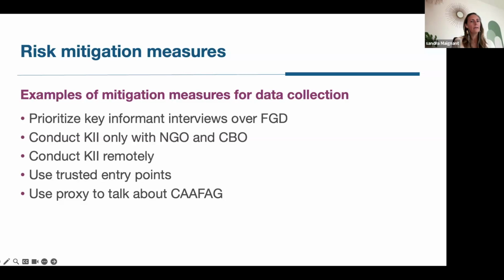There is also what I call proxy to talk about CAAFAG. There are places where, when you talk about a child being recruited by the armed group, it's way too sensitive. You can't even say those words out loud. But if you say, how about the children who are wearing camouflage clothes? Everybody knows who you're talking about. Or those children who are wearing gold chains.